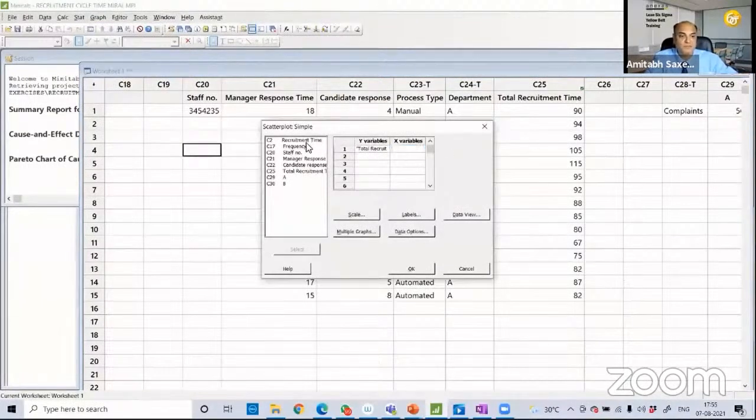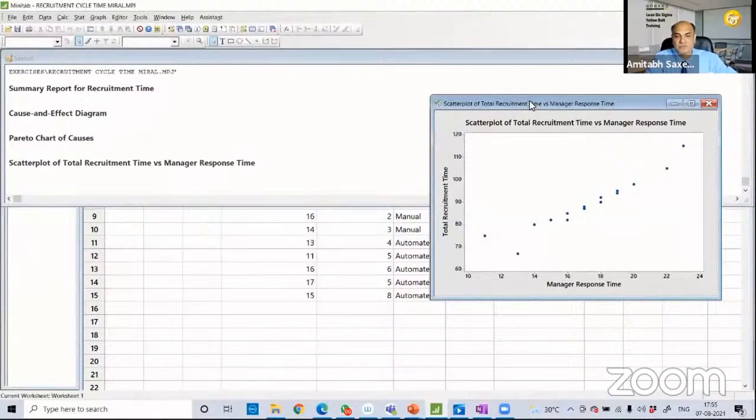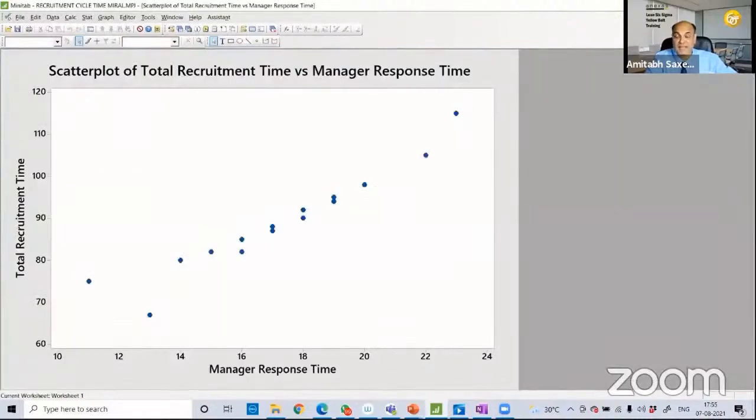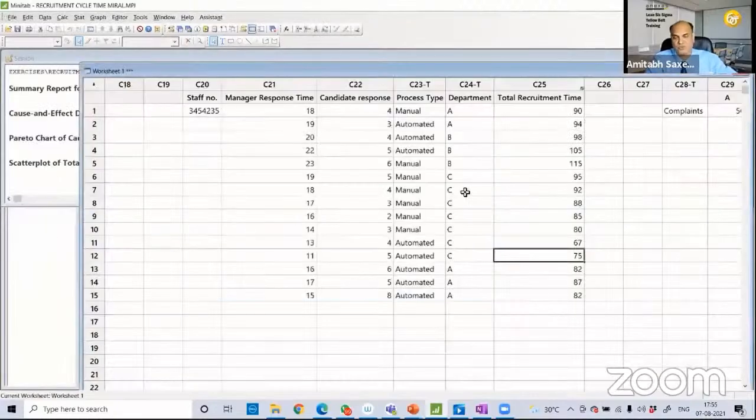I'll put in both values. Manager response time appears to be impacting. There's a relation, a positive correlation. And I can even calculate this regression equation. No time to explain regression equations in detail.